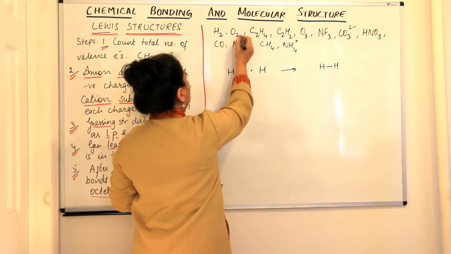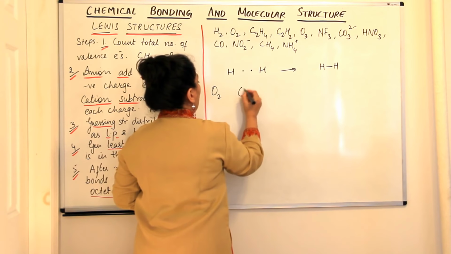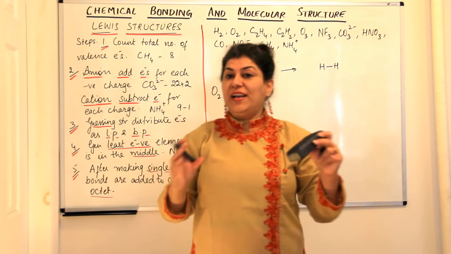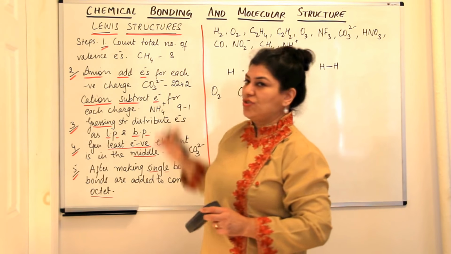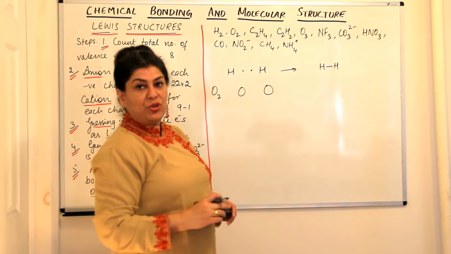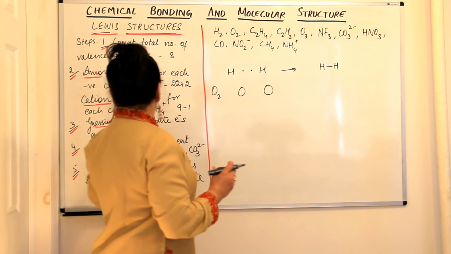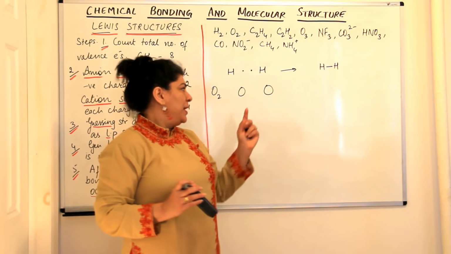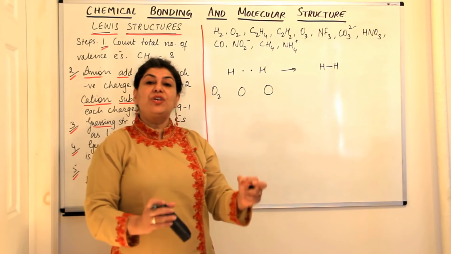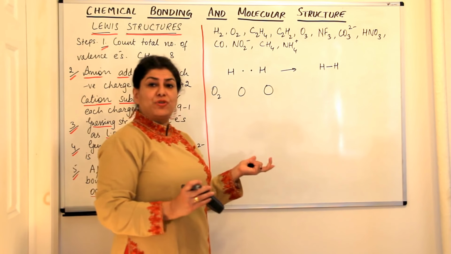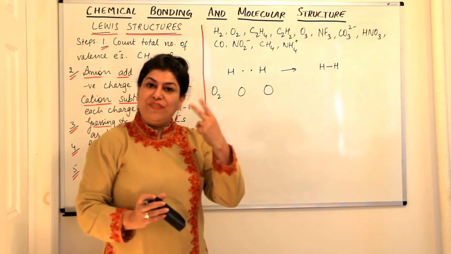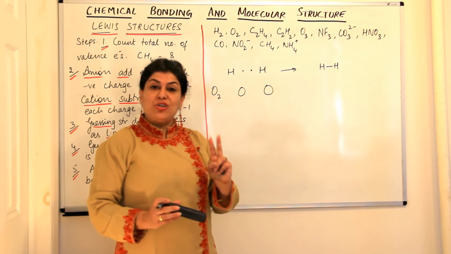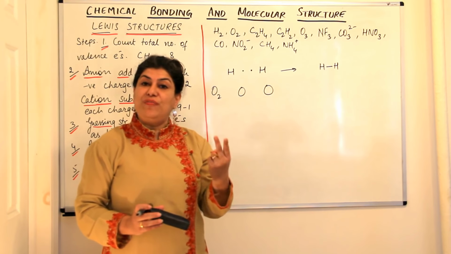The next molecule is O2. So you have two oxygen atoms, one oxygen, one oxygen. So what is the first step? Find out the total number of valence electrons. So both the oxygens have six electrons each. And when I said that you have to guess the structure, you need to use a little intelligent guessing. Oxygen has six electrons. In order to complete its octet, how many electrons does it need? Two. If it needs two electrons, it means oxygen will form two bonds. In order to get these two electrons, oxygen will form two bonds.